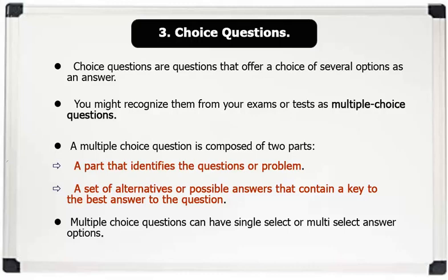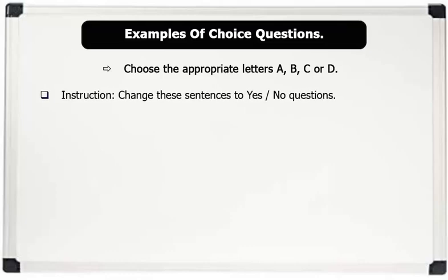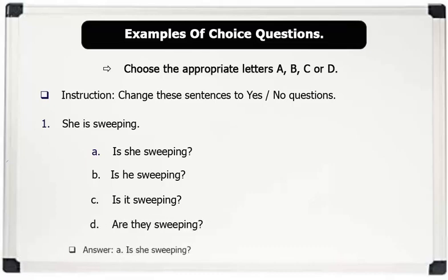Let's go over to examples of choice questions. Examples of choice questions. Choose the appropriate letters A, B, C or D. Instruction: change these sentences to yes or no questions. 1. Sentence: She is sweeping. Options: A. Is she sweeping? B. Is he sweeping? C. Is it sweeping? D. Are they sweeping? Answer: A is the correct answer.